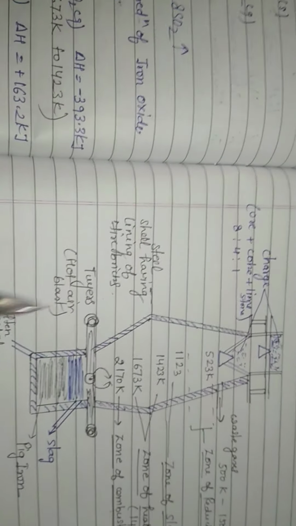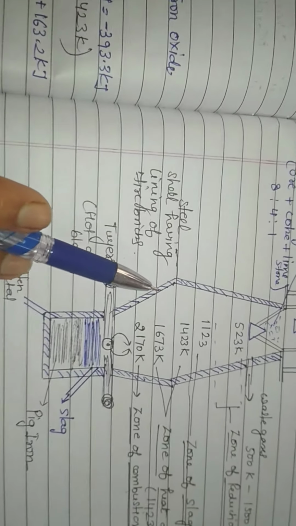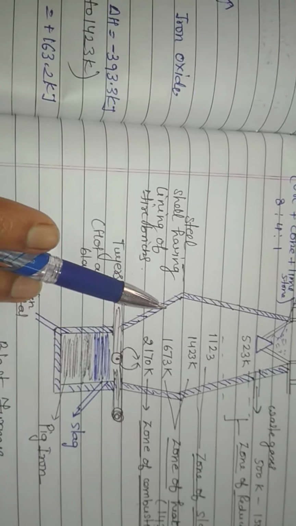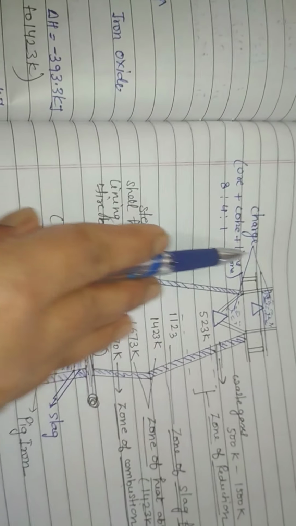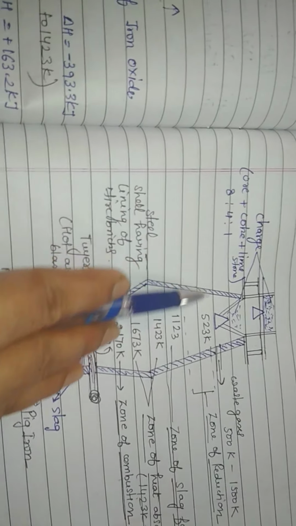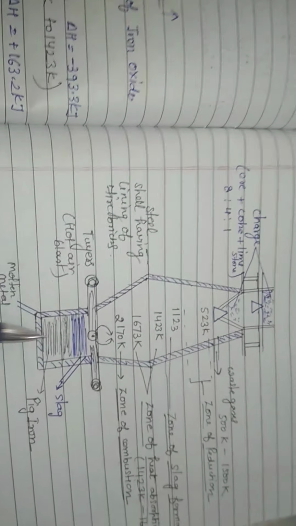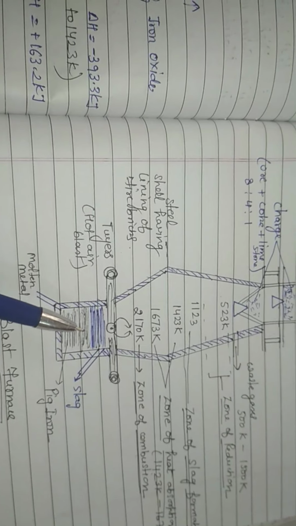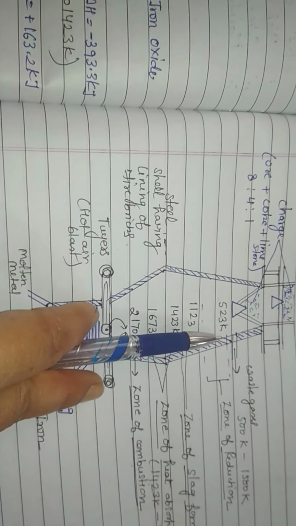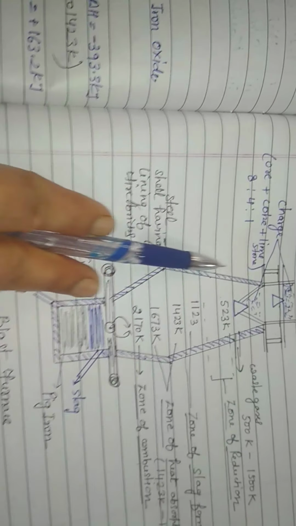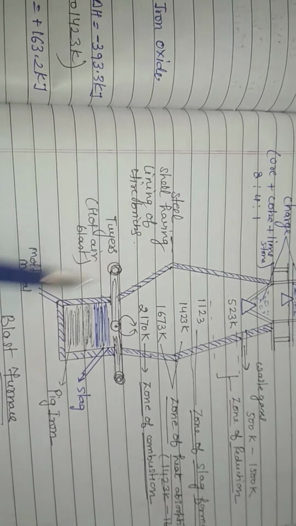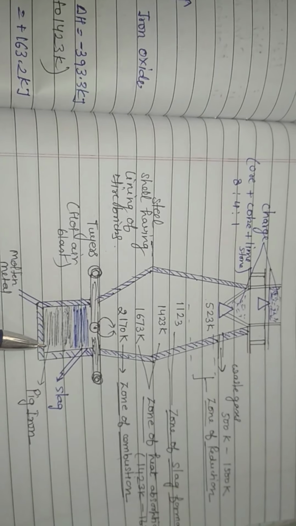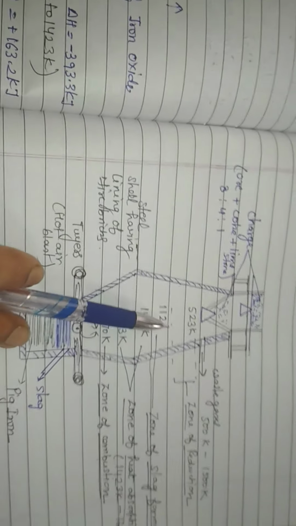So let's see what the blast furnace is. This is the blast furnace that can be subdivided into three parts. The first is double cup and cone arrangement. This blast furnace, in which the smelting is to be done, can be subdivided into three parts. The first part is double cup and cone arrangement, the second part is the shaft, and the third part is the hearth. So what is double cup and cone arrangement?